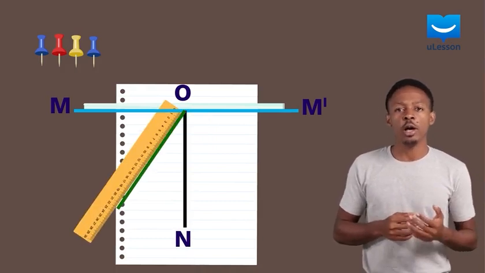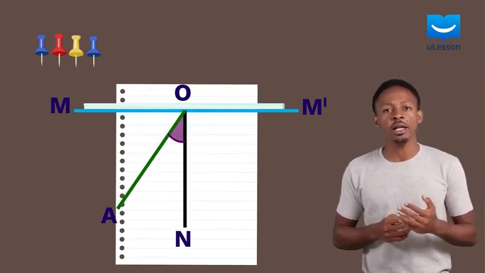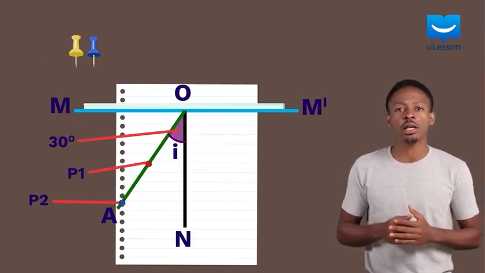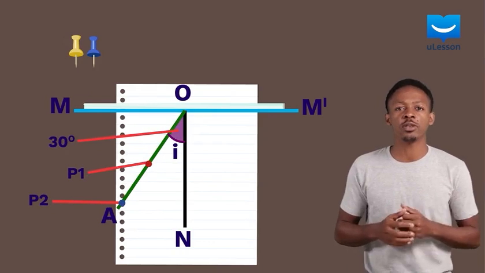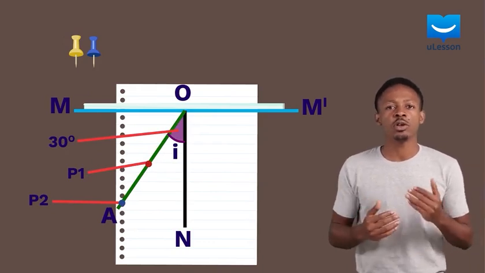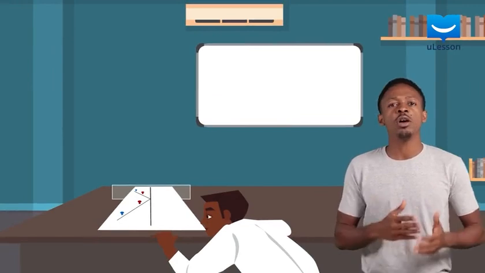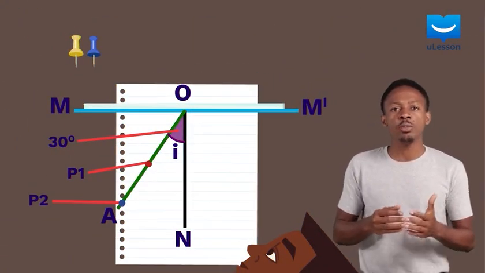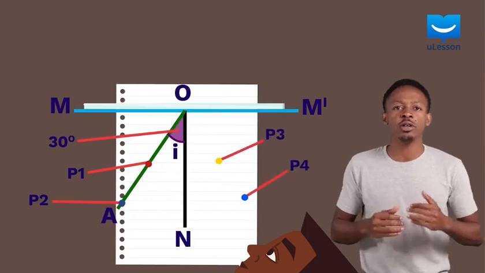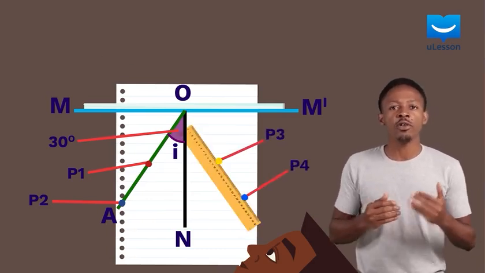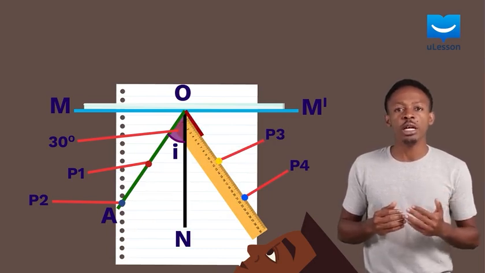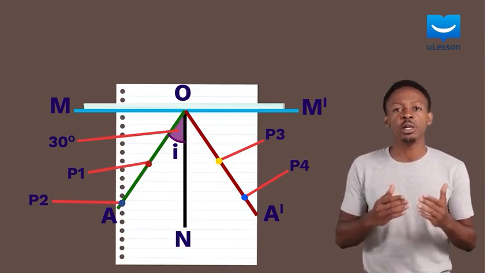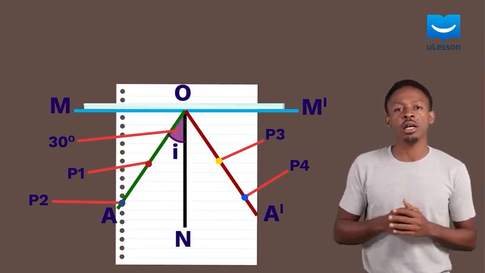Next, draw a line OA to make an incident angle I of 30 degrees to the normal, and place 2 pins P1 and P2 along this line, a distance of at least 6 centimeters from each other. Then go to the other sector of the normal and try to view the reflected image of the 2 aligned pins. Once this image is seen, place the 2 other pins P3 and P4 along the line you can see. Now draw a line from OA' through the points made by P3 and P4. The greater the distance between the pins, the greater the accuracy of the lines.